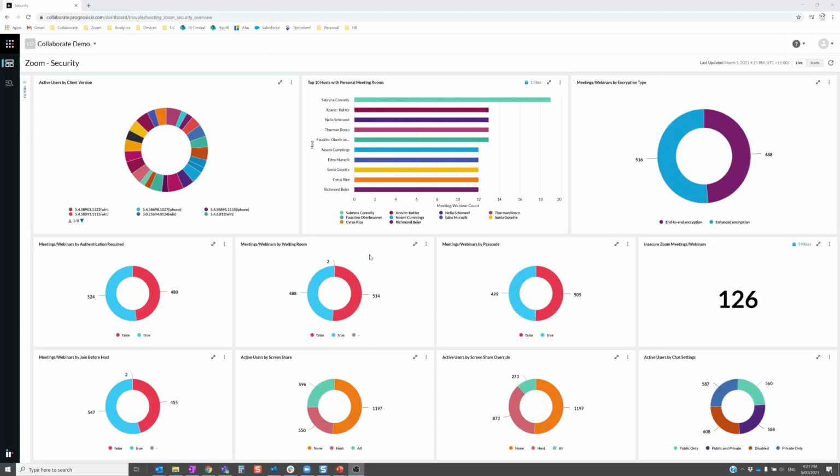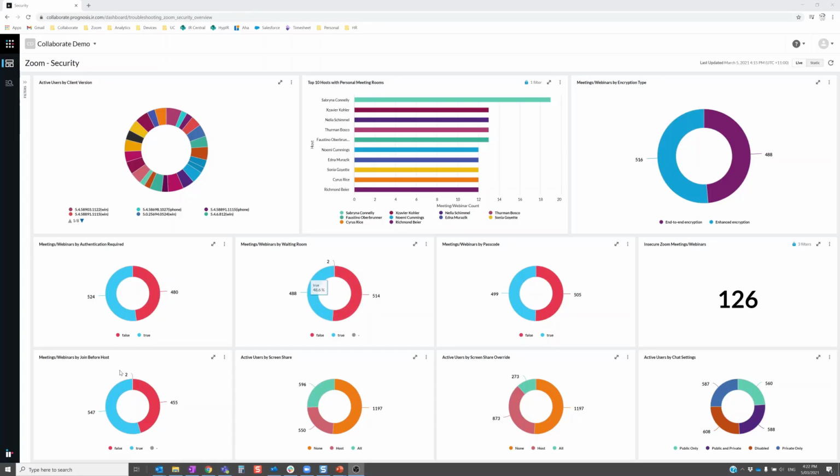You have waiting room. So if your waiting room is enabled, then everybody who joins the meeting goes into a waiting room until the host lets them in. And passcode. So this is the one on the right here. That's ensuring that all meetings have a passcode. So you need to enter the passcode before you can join the meeting.